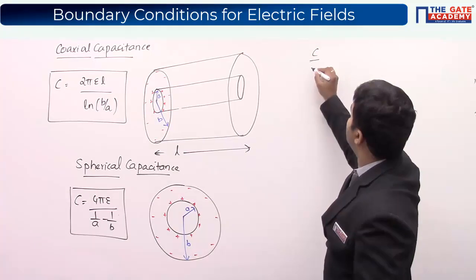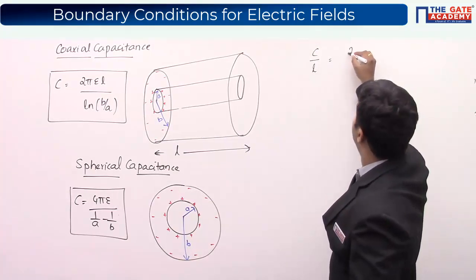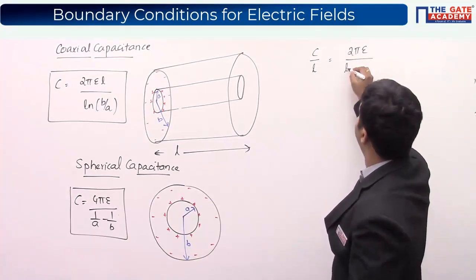So capacitance per unit length is going to be equal to 2 pi epsilon by ln of B by A.